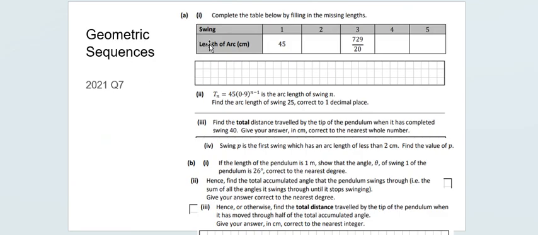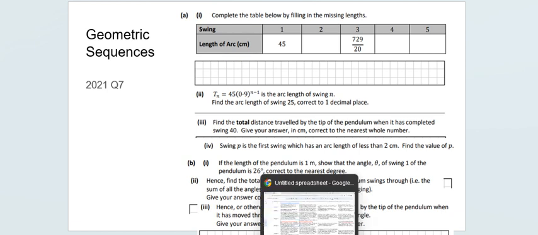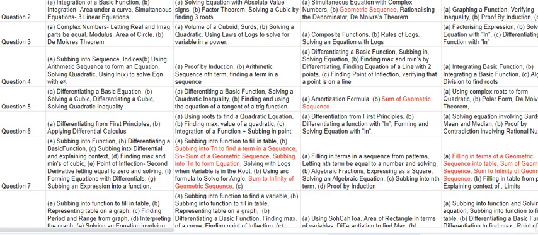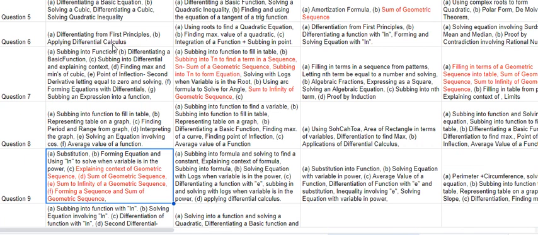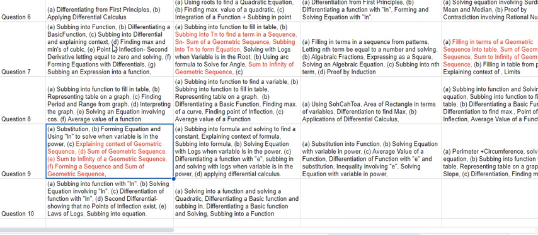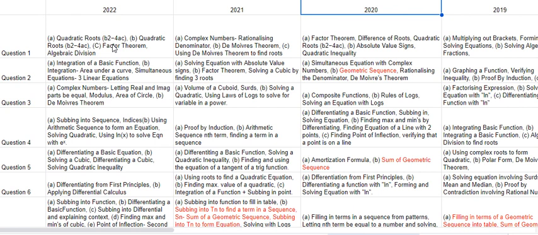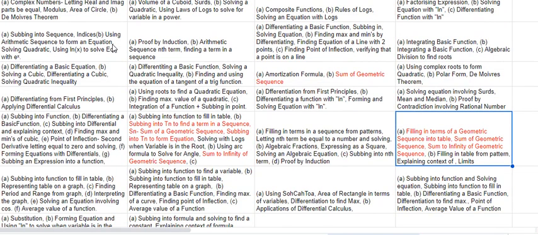Right, next thing is geometric sequences. So there's a good few things that can come up here with geometric sequences. So these are the places that it's generally coming up. It came up in a good chunk of question 9 there in 2022, question 7 in 2021, and then it came up in question 5b, so sum of a geometric sequence in 2020, and a little bit in part B of question 2, and then it came up in 2019 again.